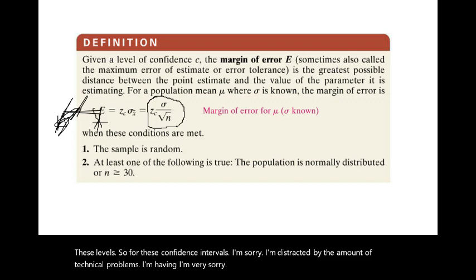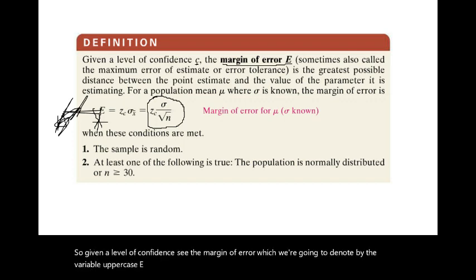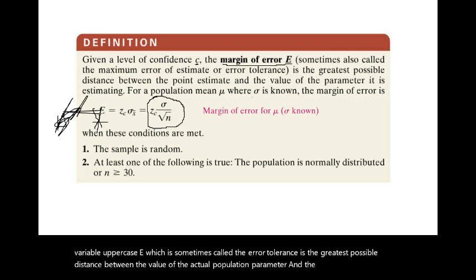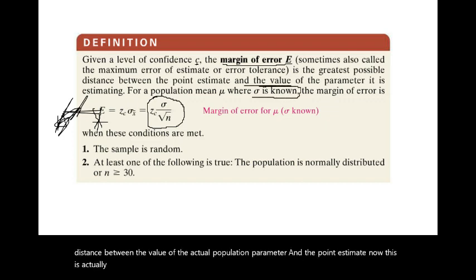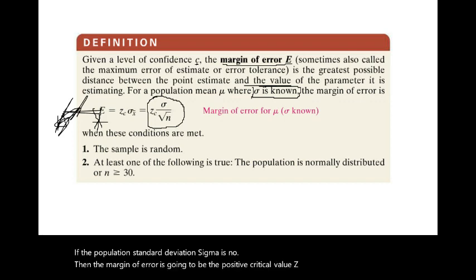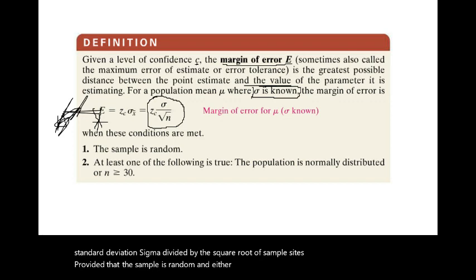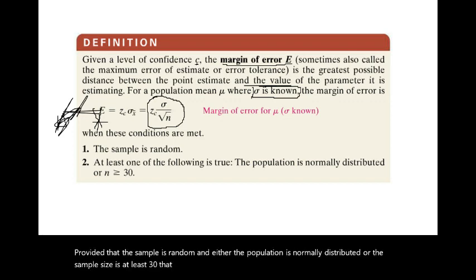So, given a level of confidence C, the margin of error, which we're going to denote by the variable uppercase E, and which is sometimes called the error tolerance, is the greatest possible distance between the value of the actual population parameter and the point estimate. Now, this is actually really important. If the population standard deviation sigma is known, then the margin of error is the positive critical value ZC times the population standard deviation sigma divided by the square root of the sample size, provided that the sample is random and either the population is normally distributed or the sample size is at least 30. That is from the central limit theorem.